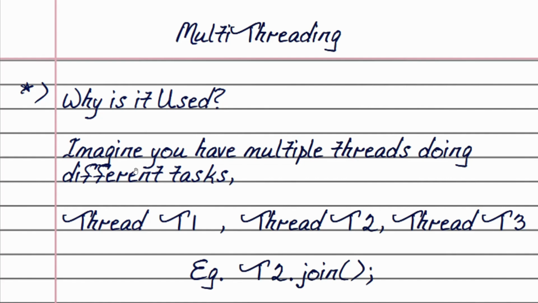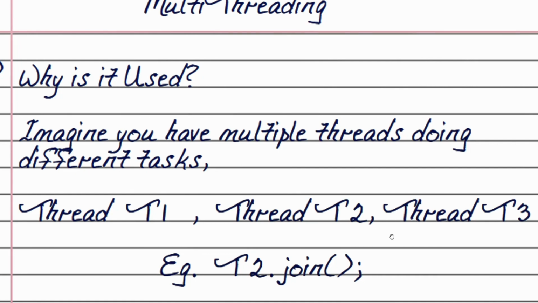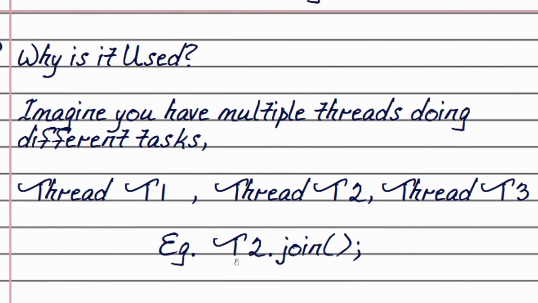So imagine you have multiple threads doing different tasks. Suppose we have thread T1, thread T2 and thread T3. The task of T1 is to print the table of 2, the task of T2 is to print the table of 5, and the task of T3 is to print the table of 7. Suppose we have started all the threads, and after that we call the T2.join method, like this in the code.